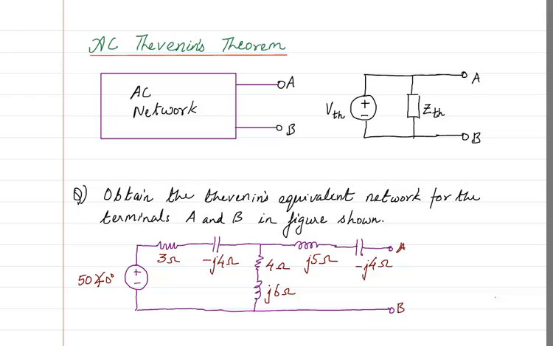The only difference is that instead of writing RTH, the Thevenin's resistance, we have ZTH, which is the Thevenin's impedance. So that's the only difference. Instead of RTH, we will have ZTH. Rest, the methods and the steps are all the same. So let us look at one of the problems.